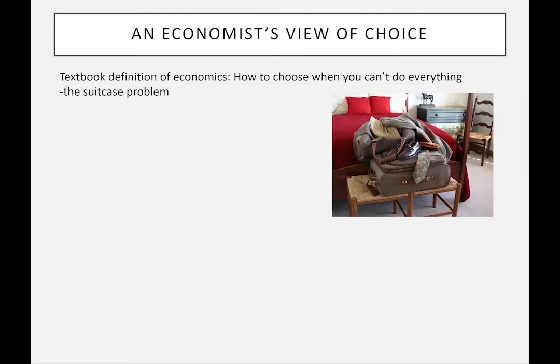Okay, we're going to start with consumer theory. We're going to look at the budget constraint. This will lead eventually to the demand curve, and is very important in market analysis of microeconomics. The textbook definition of economics is how to choose when you can't do everything.